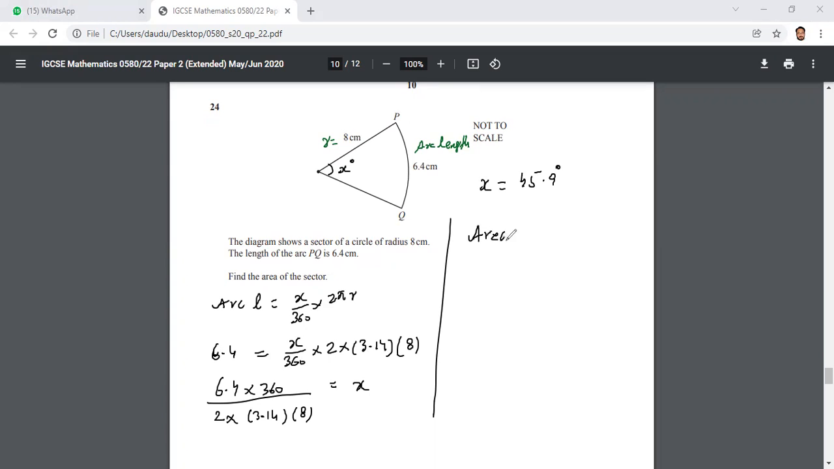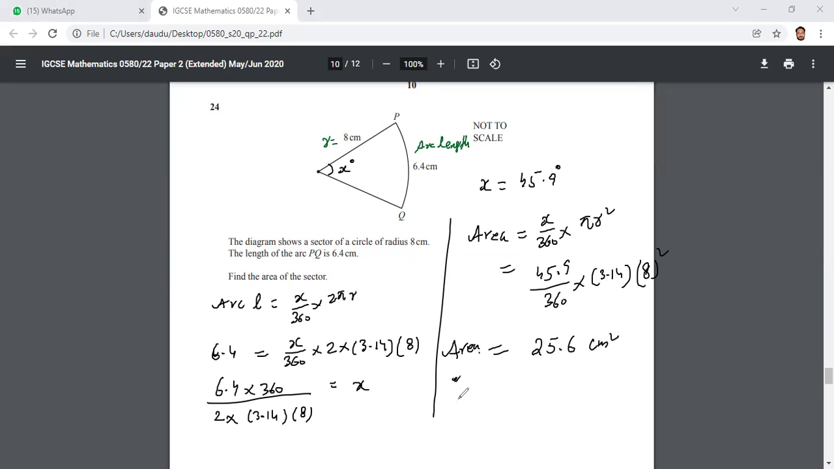Use this angle while using the area of sector. So we are looking for the area of sector. That formula is x over 360 multiplied by pi r squared. So x we know, which is 45.9 over 360, value of pi 3.14, r is 8, so 8 whole squared. After simplifying, you will get 25.6 centimeter square. This is the area of sector. I hope you get it.